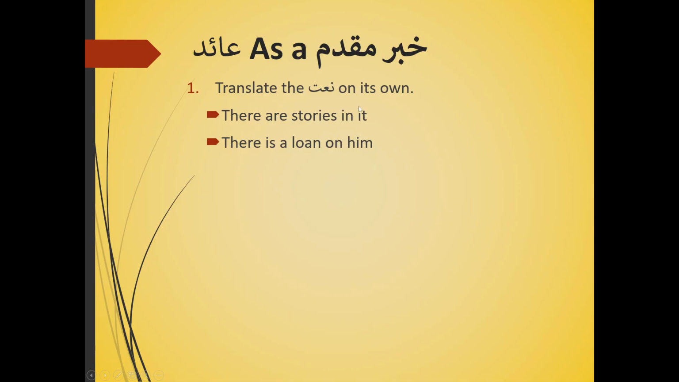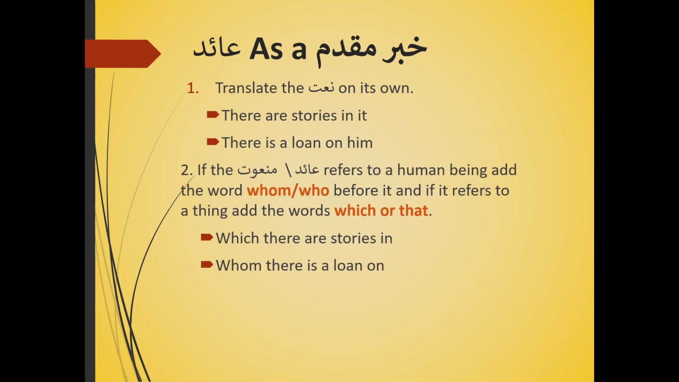Okay. So there are stories in it. There is a loan on him. Now, if it is human, whom? The stories, of course, is not human. So which: there are stories in it. Yes. I should have in it and on him here.